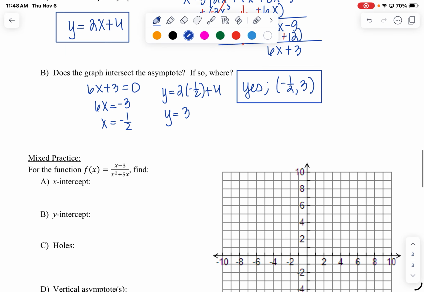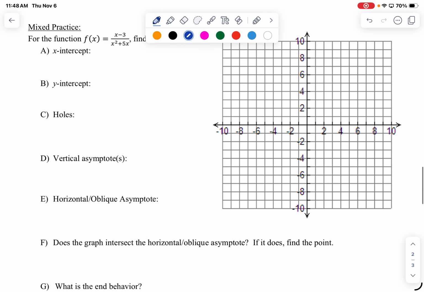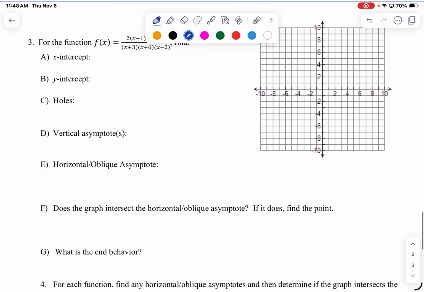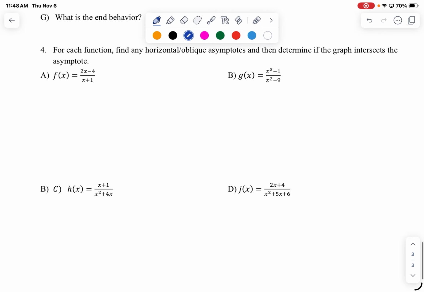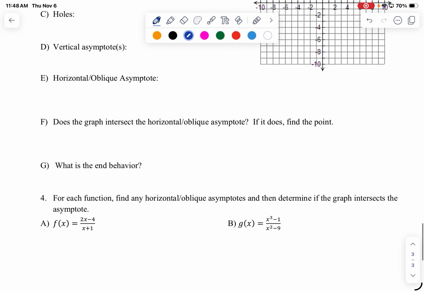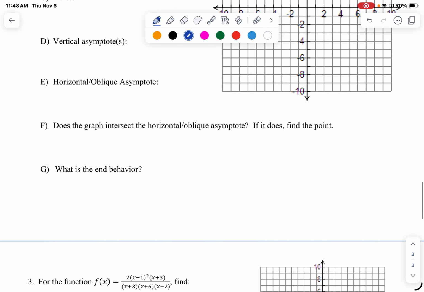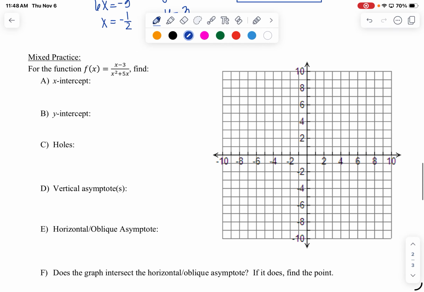Okay, all right, so let's try some more where we're actually doing the graphing practice also. I think I have 2 here. Yeah, 2, and then the last is just find the horizontal asymptote and if it crosses, where. Okay, so maybe you want to pause the video and try this yourself. At any point you get stuck, you can check in with me, okay?